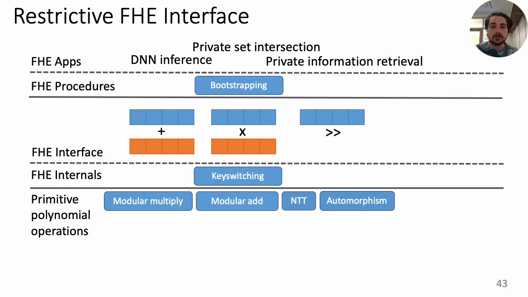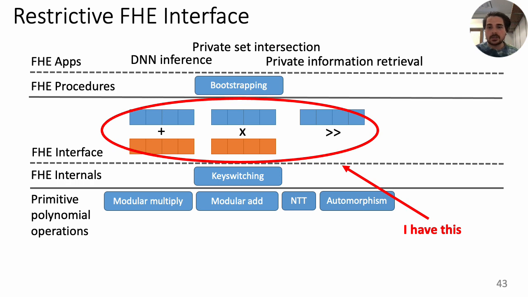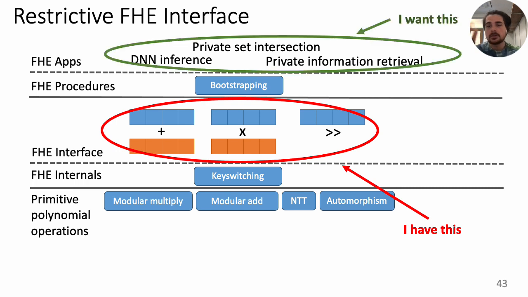FHE's interface is very restrictive. The only operations FHE supports are element-wise multiplies, element-wise adds, and cyclic vector rotates. But we want to use FHE to do complicated things like DNN inference. Seems like a bit of a pain to implement something like a convolution in this interface. Well, it's worse than you think.